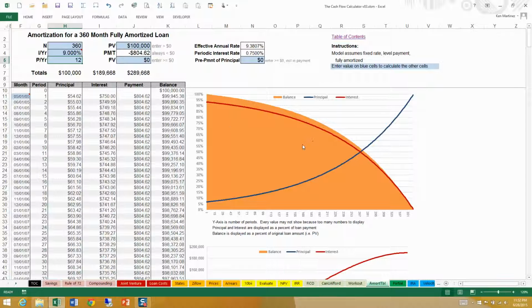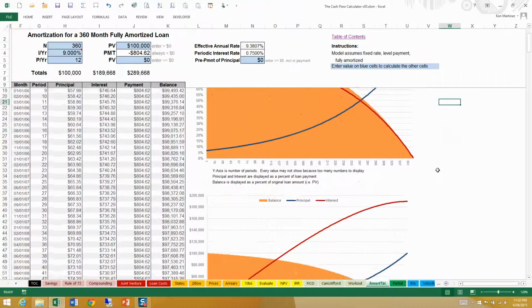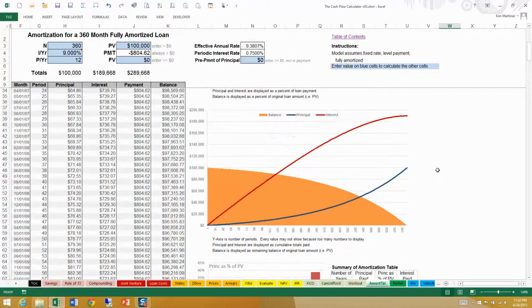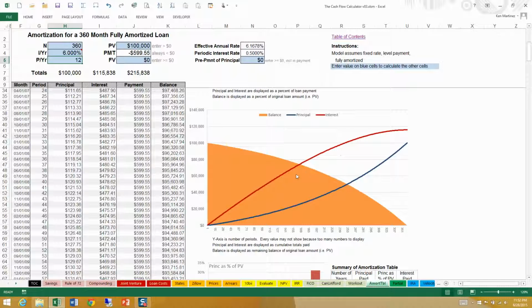So something to think about in terms of taking over loans or buying a seller finance loan or something like that. How about the second part, this second graph here? Let's go back to 6%. Again, focus on the red line.